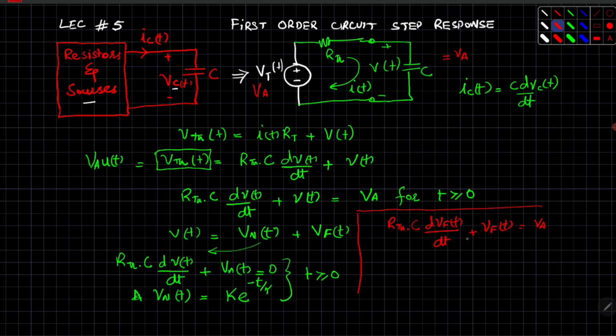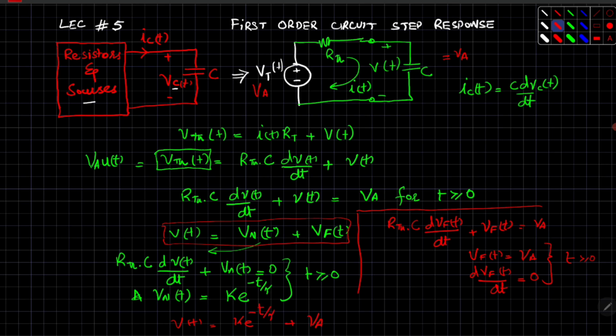Again, I have already told you, when your capacitor is fully charged, your Vf(t) will become equal to Va, and its derivative dVf(t) divided by dt will be equal to 0, because there will be no change in the voltage at that time. And again, that is for time t greater than or equal to 0. Now we will put both values into the equation for v(t). So v(t) is equal to k e raised to power minus t over tau plus Va. Va we have taken from this equation.